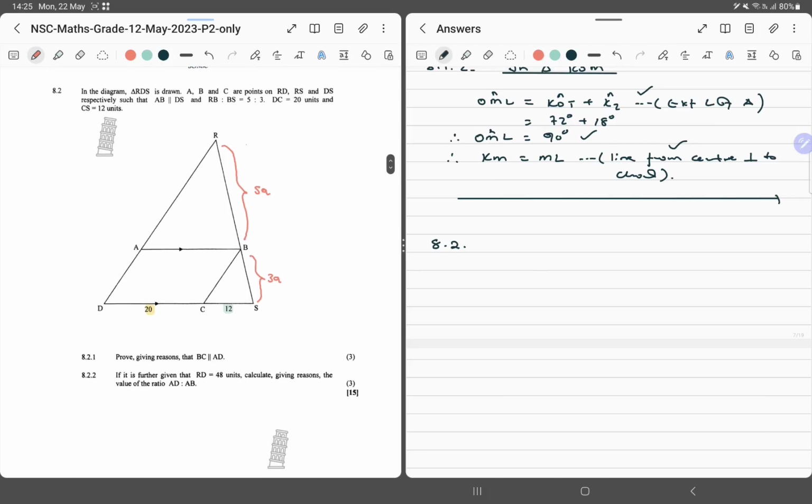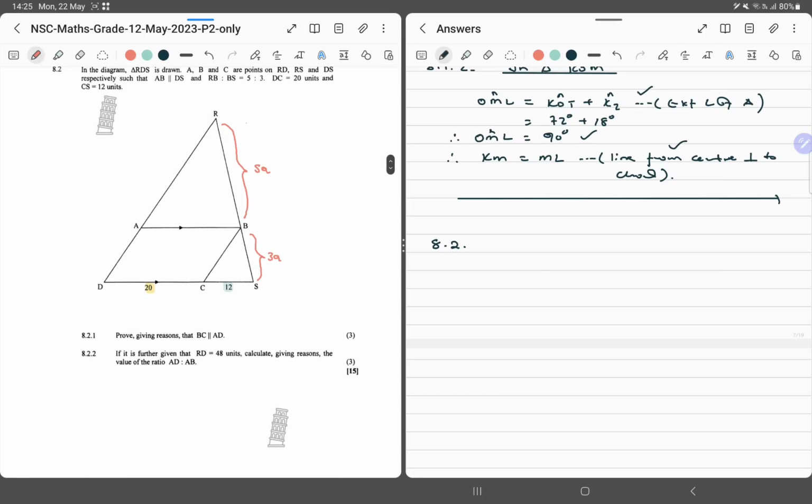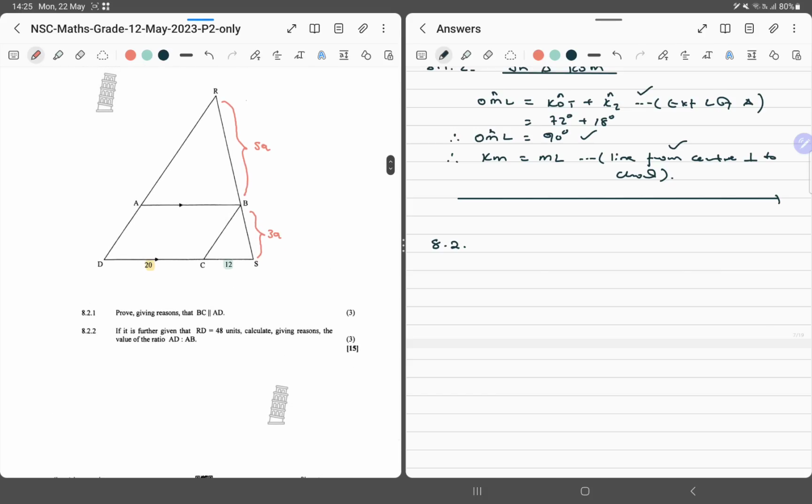Anyway, let's have a look here. So we can tell we're dealing with the proportionality theorem, right? So there's nothing to really worry about. Of course, for Euclidean geometry, all the theorems from grade 11, in fact from grade 4, if there is a theorem there, let's go. So now it says, prove giving reasons that BC is parallel to AD.